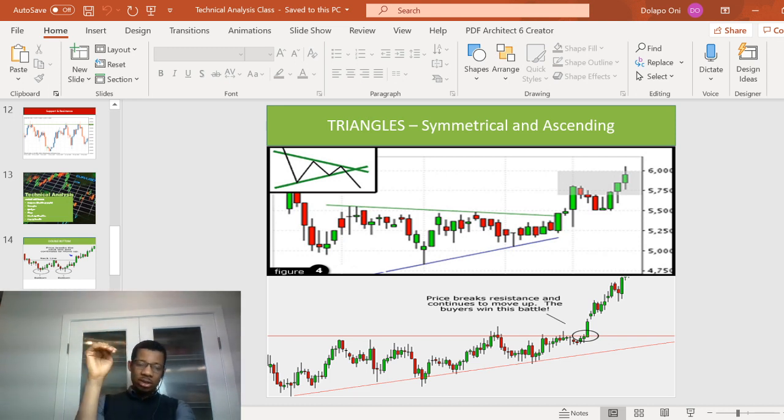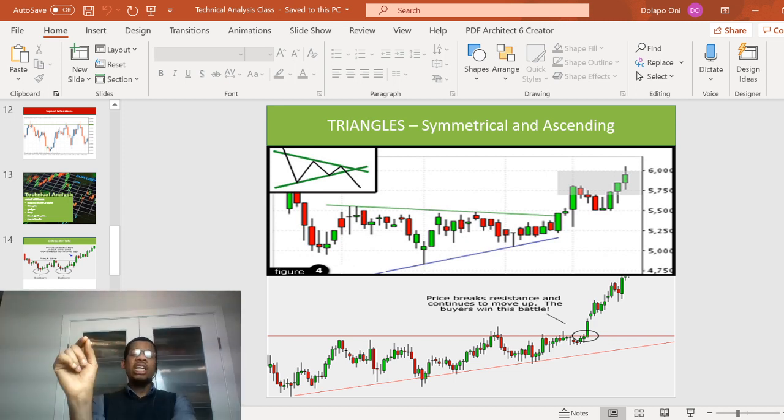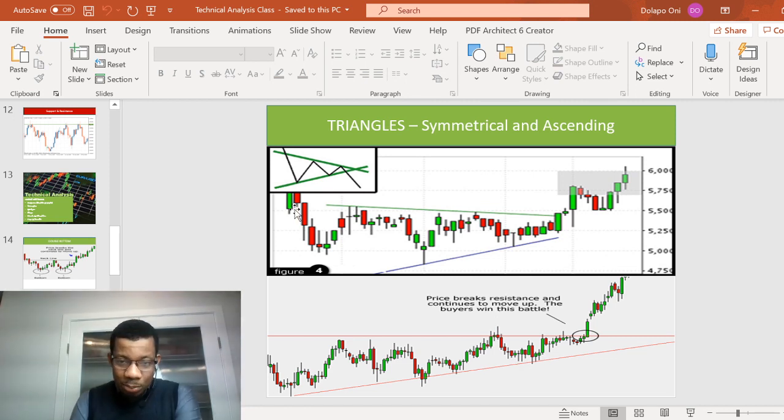You have the symmetrical triangle, you have the ascending triangle. So at the top of your screen right now, you can see the symmetrical triangle, where if you plot those two lines to the end, you notice that they join at a point, and they're going to look like this top chart that you're looking at here.